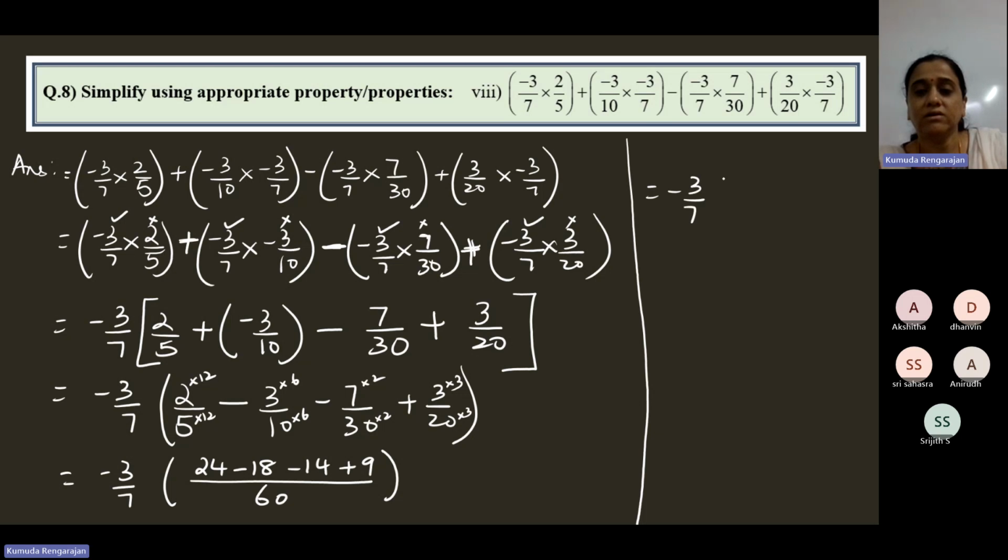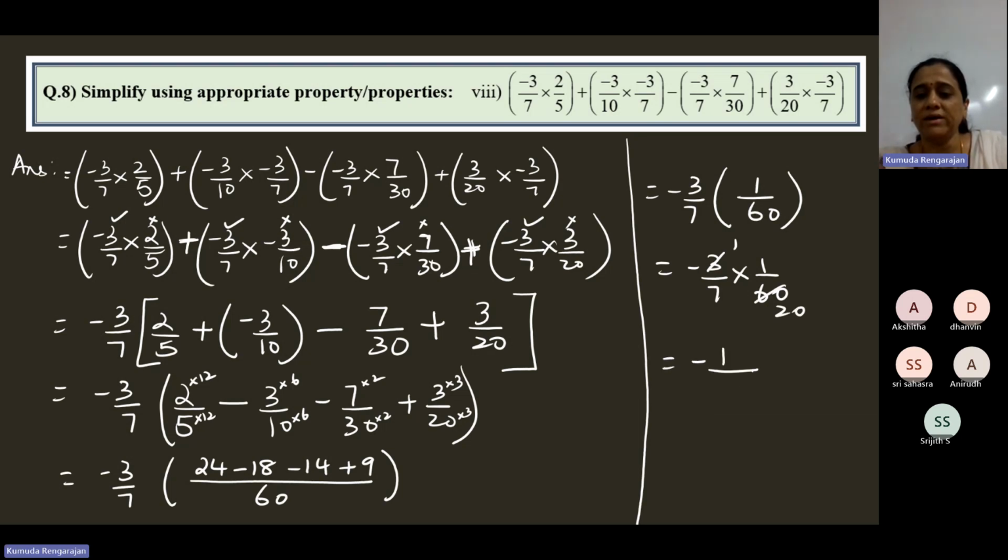Minus 3 by 7. Open bracket. 24 minus 18, 6. Minus 14 plus 6, minus 8. Minus 8 plus 9, 1. 1 by 60. Please check if I'm right. Into 1 by 60. So now 3 ones are 3, 20 times 7 is 140. So it is minus 1 by 140. 1 into 1, 1. 7 into 20, 140. Minus 1 by 140. I'm finished, ma'am. Yeah, good.